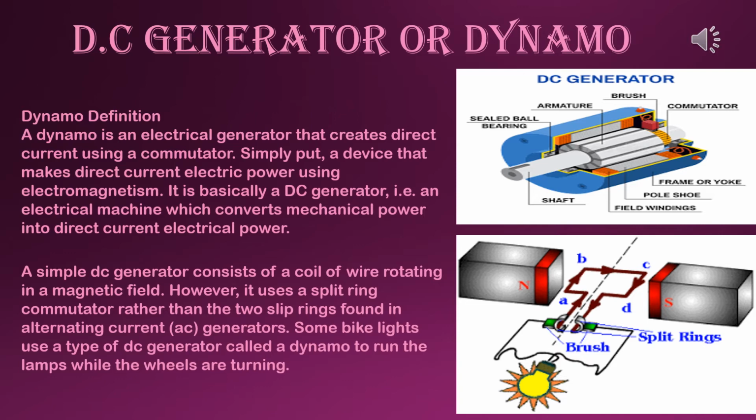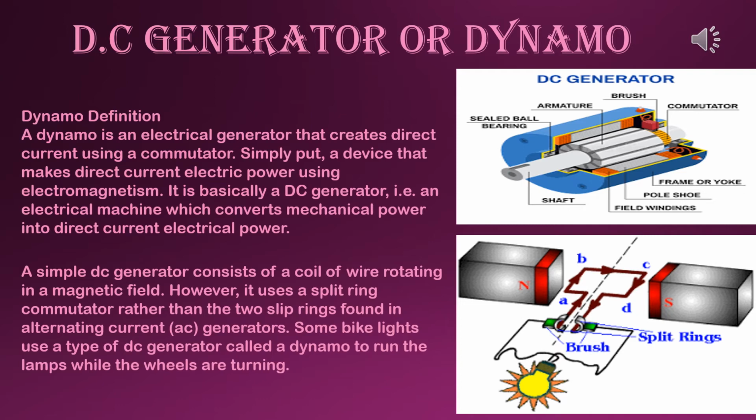Some bike lights use a type of DC generator called a dynamo to run the lamps while the wheels are turning. Maybe in left turning or right turning, some lights are actually working in case of bikes following this DC generator mechanism.